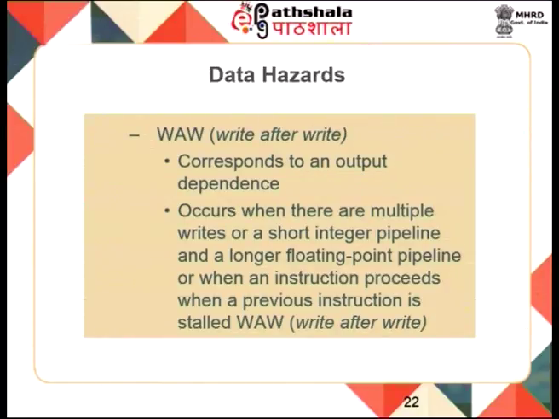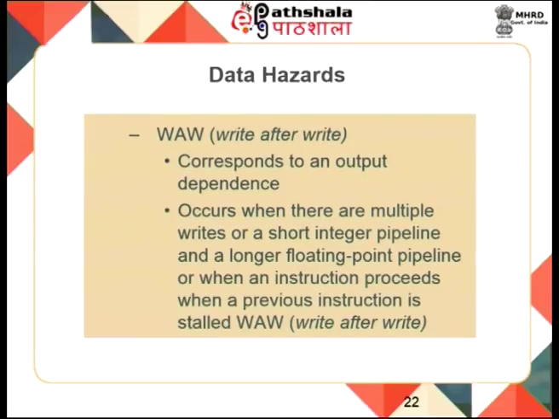Now, this corresponds to an output dependence. This occurs when two instructions I and J are trying to write into the same register. If this order is not preserved, you will find that the first instruction does not do the write first and the second instruction does not do the write subsequently. Instead, the order of writes gets reversed. So, J does the write first and I does the write next. So, the write order is not being preserved. So, this will give rise to what is called a write after write hazard.